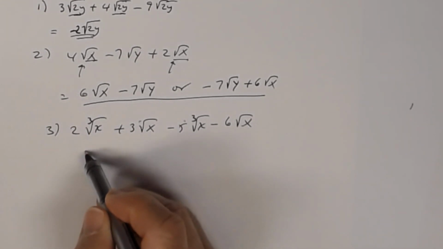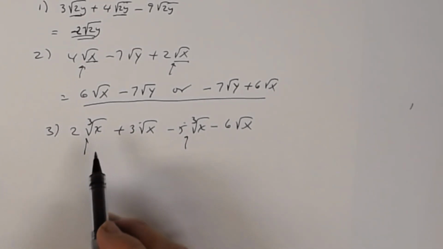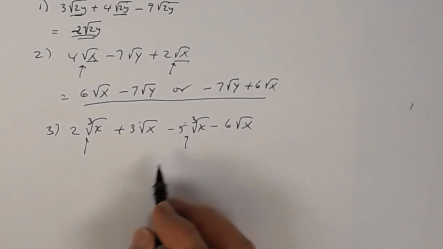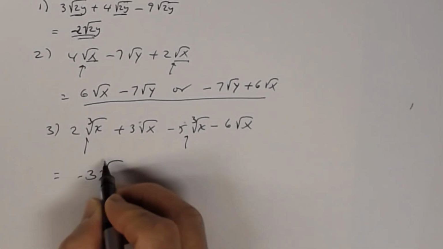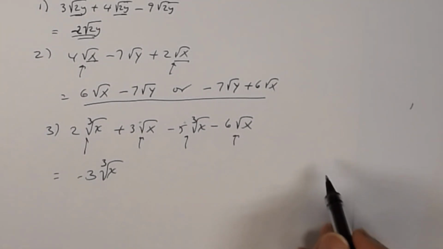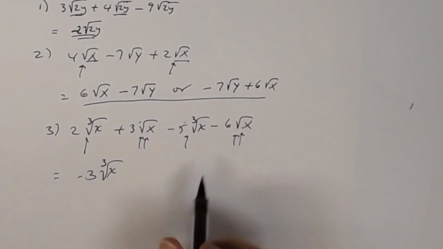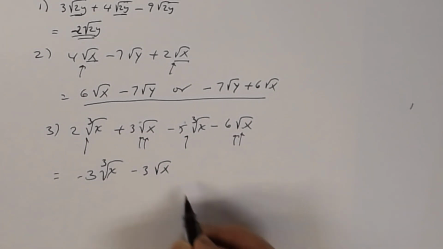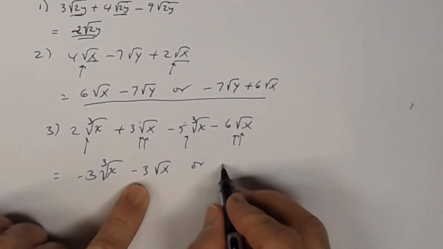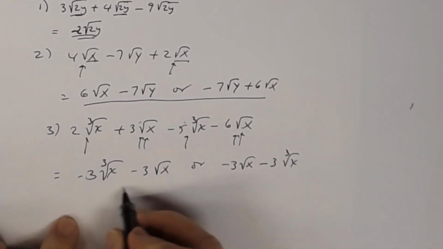But I do notice that this term and this term are like terms because they both have cube root of x. So this is 2 cube root of x and a negative 5 cube root of x. So 2 and a negative 5 is a negative 3 cube root of x. And then 3 square root of x and a negative 6 square root of x, those are like terms. So 3 and a negative 6 is negative 3 square root of x. So there's your answer there. And if you want to put the square root of x first, you could. You would say negative 3 square root of x minus 3 cube root of x.